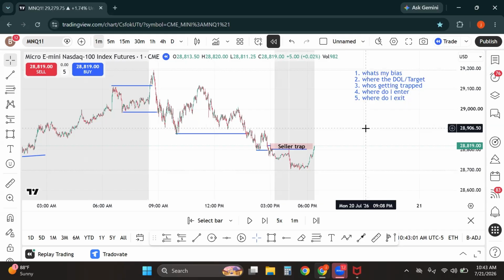So that's what this framework really teaches. You know, we're teaching decision making. We're not teaching entries, right? So every step answers one question: which side? Where's price going to? Who is getting trapped? When is the market going to confirm that entry? And where does the idea end? It's incredibly simple. So that's what we're looking to do.